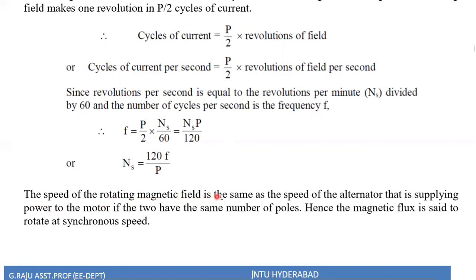The speed of the rotating magnetic field is the same as the speed of the alternator supplying power to the motor, if the two have the same number of poles. That means stator and rotor must have the same poles. Then only we will get the output from the generator. Stator poles and rotor poles must be the same. Understood? The magnetic field is said to be rotating at synchronous speed. This is called the speed of the rotating magnetic field.